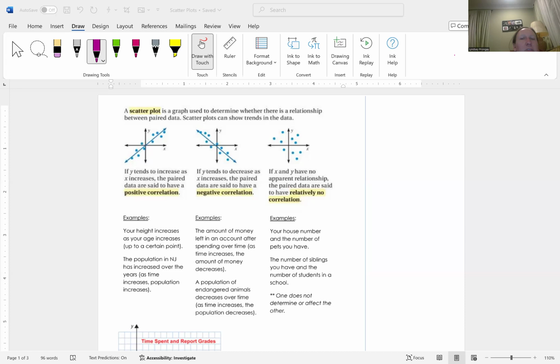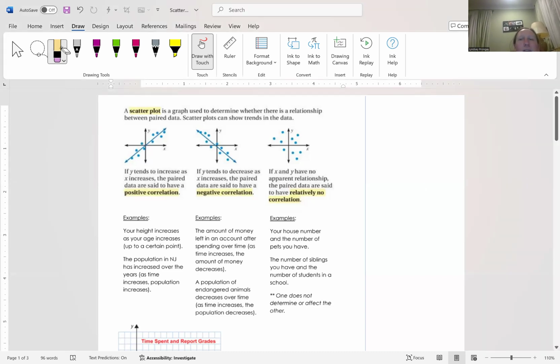And then lastly, for no correlation, if you put together your house number and the number of pets you have, there would be no trend going on there. You could have a high house number and low pets, or a high house number and lots of pets. It doesn't matter. They aren't related to each other. Also the number of siblings you have and the number of students in a school. That doesn't affect each other. It says at the bottom, one does not determine or affect the other. So those are our three types of correlation.